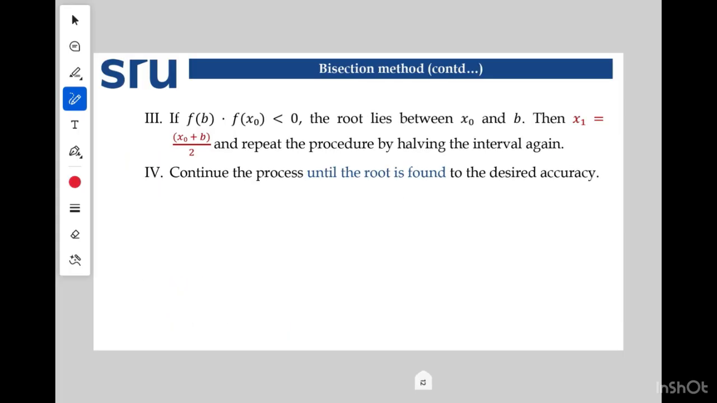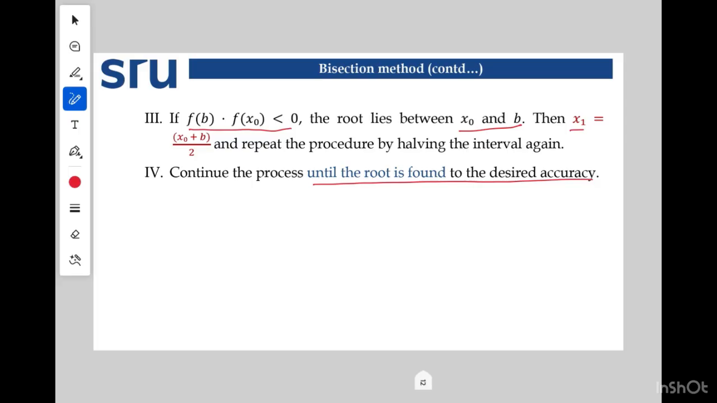And the third condition is if the root lies between x naught and b, meaning f of b and f of x naught is less than 0, then your first approximation x1 equal to x naught plus b divided by 2. And we have to continue this process until the root is found with desired accuracy.